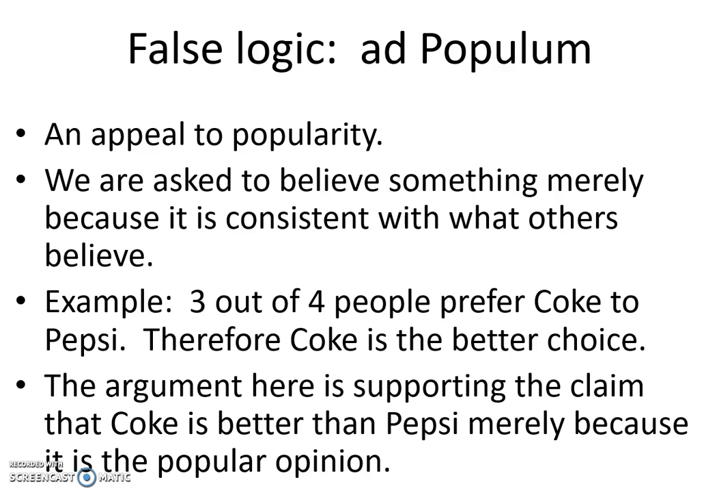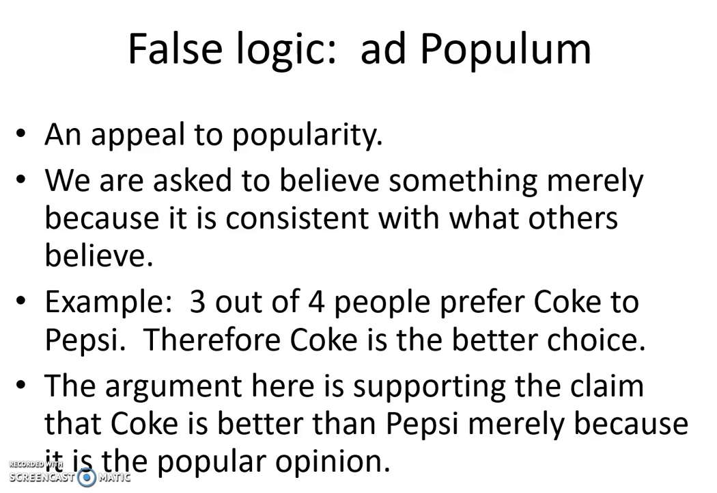The next one is called ad populum. An ad populum fallacy is an appeal to popularity. Here we're being asked to believe something simply because other people believe the same thing. It's the popular opinion. An example of this is 3 out of 4 people prefer Coke to Pepsi. Therefore, Coke must be the better choice. The implication here is because 3 out of 4 people prefer Coke, it must be better.